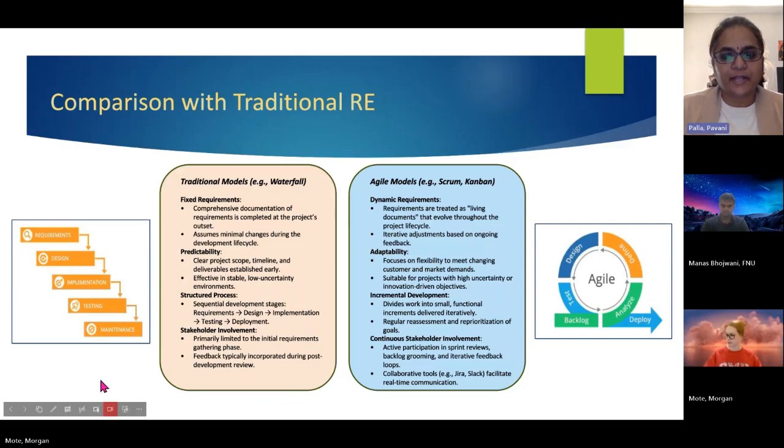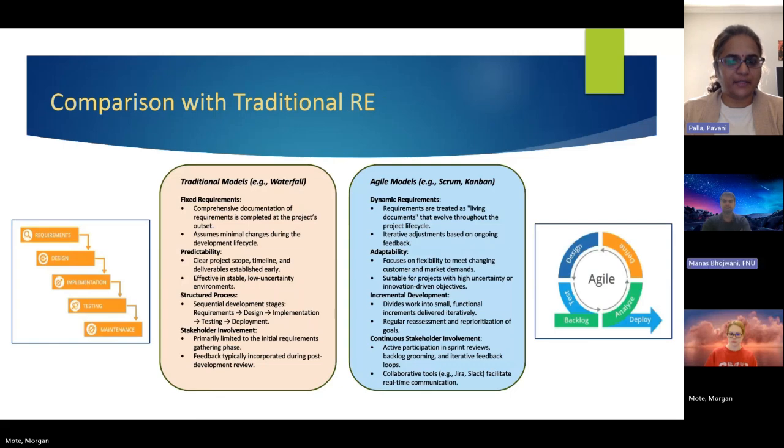Okay. Here we will explore the key differences between agile methodologies and traditional models like waterfall. Traditional approaches like the waterfall model are structured and linear. Here, the requirements are gathered comprehensively at the start of a project and remain largely unchanged throughout the development lifecycle. This upfront stability allows for detailed planning and predictable timelines, which is advantageous for projects with clear, unchanging goals or those in highly regulated environments.